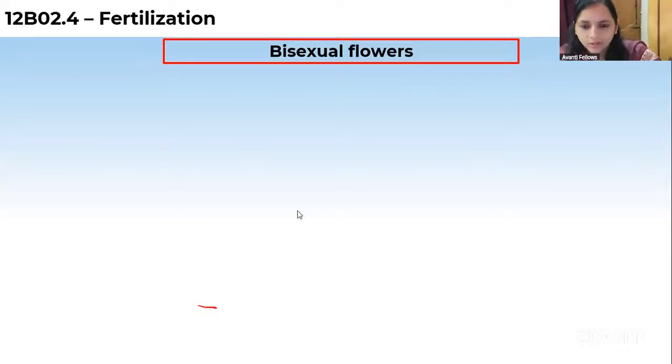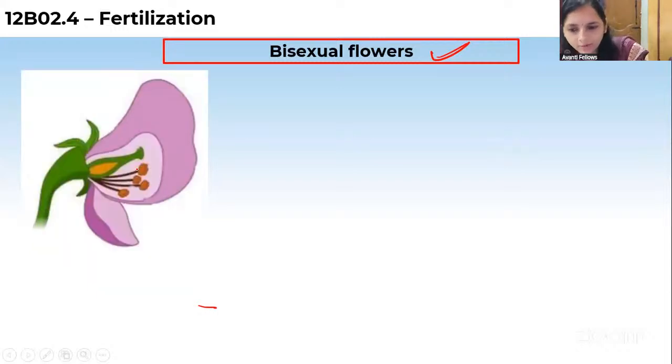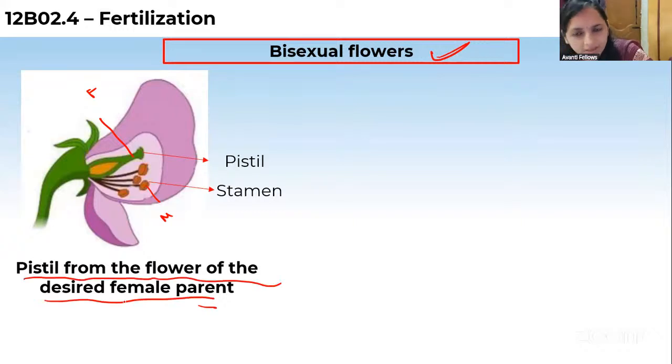Okay, so here you can see the bisexual flower, which we will see first. A bisexual flower has both male and female parts. Here you can see the female part and the male part. The flower has the pistil and also the stamen. We take the pistil from the flower of the desired female parent.